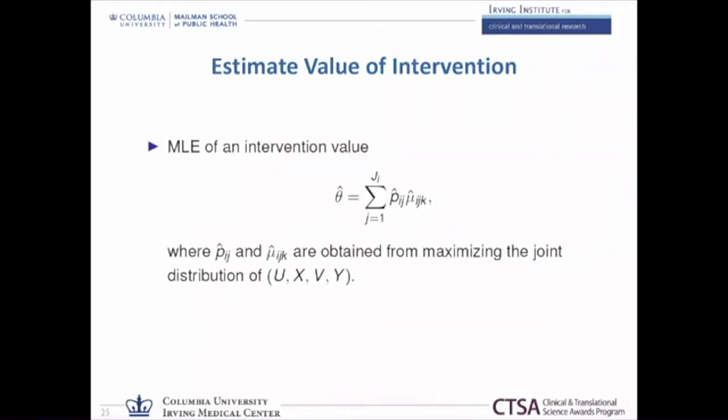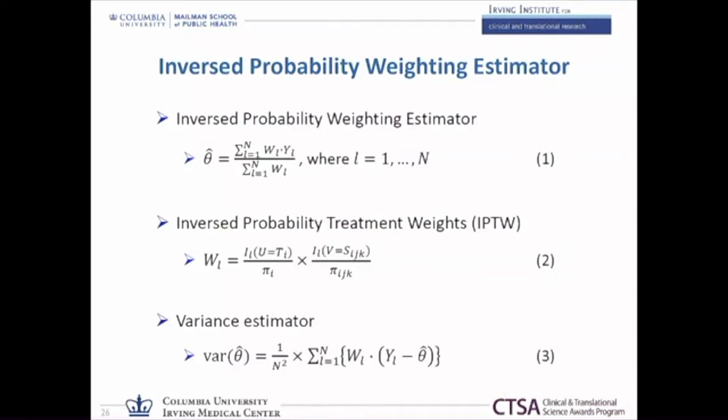To estimate the value of an adaptive intervention, we can use the maximum likelihood estimator, MLE. The MLE of theta, the adaptive intervention value, can be obtained by plugging in the MLE of the intermediate response rate P and the MLE of the sequence-specific mean, mu. The MLE of P and mu can be obtained by maximizing the joint distribution of U, X, V, Y. Alternatively, we can use another method to estimate the value of an adaptive intervention. This is the inverse probability weighted estimator, using formula 1 at the top of the slide.